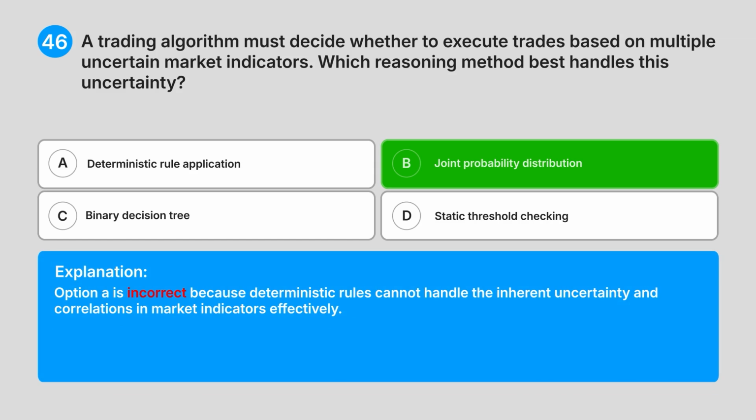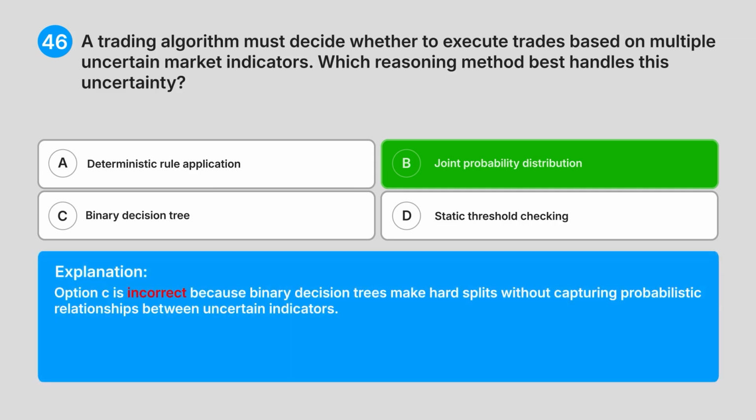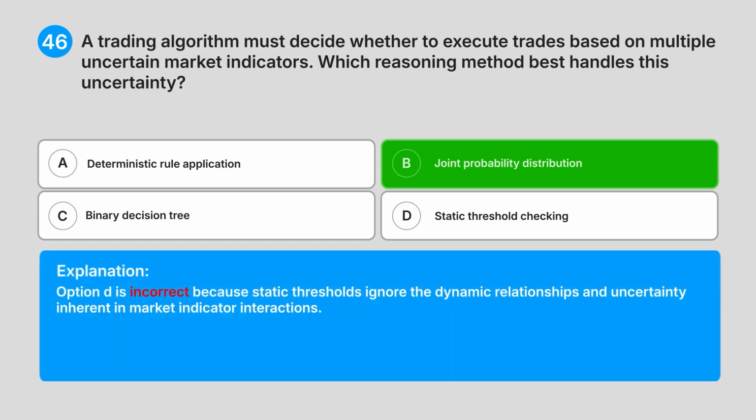Option A is incorrect because deterministic rules cannot handle the inherent uncertainty and correlations in market indicators effectively. Option C is incorrect because binary decision trees make hard splits without capturing probabilistic relationships between uncertain indicators. Option D is incorrect because static thresholds ignore the dynamic relationships and uncertainty inherent in market indicator interactions.